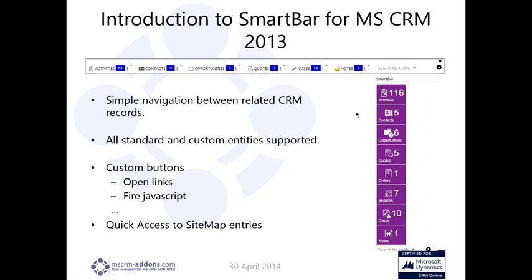So basically what we have here is the SmartBar, which you can embed on your forms, or you can float it, and we'll show those later on in the demo. It supports all standard and custom entities. You also have the ability to add custom buttons to it, whether you want to open a link to another website or something in CRM, fire JavaScripts, and a few more things that I'll go into later on in the demo. It also gives you quick access to sitemap entries, so you can quickly move around your CRM system.